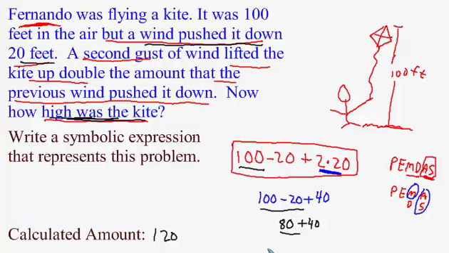Then the second wind pushed it up twice the amount that it was pushed down from the first wind, so that was up 40, so its final position should be 120 feet.